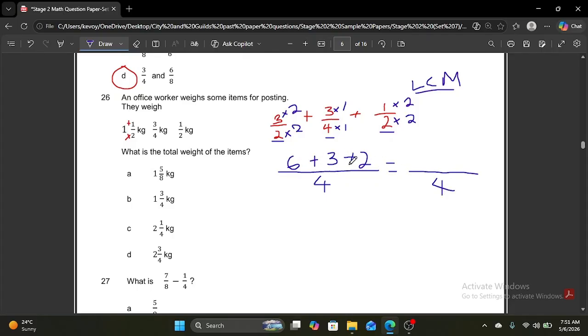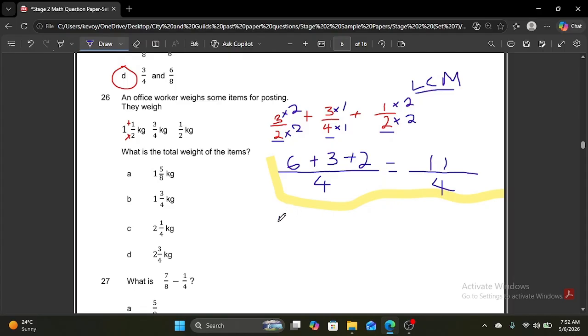So 6 plus 3 is 9. 9 plus 2 is 11. So 11 over 4, and we're going to convert this into a mixed fraction. So we have our final answer. Let's convert this quickly into a mixed fraction. Let me border this off right here using the highlighter.